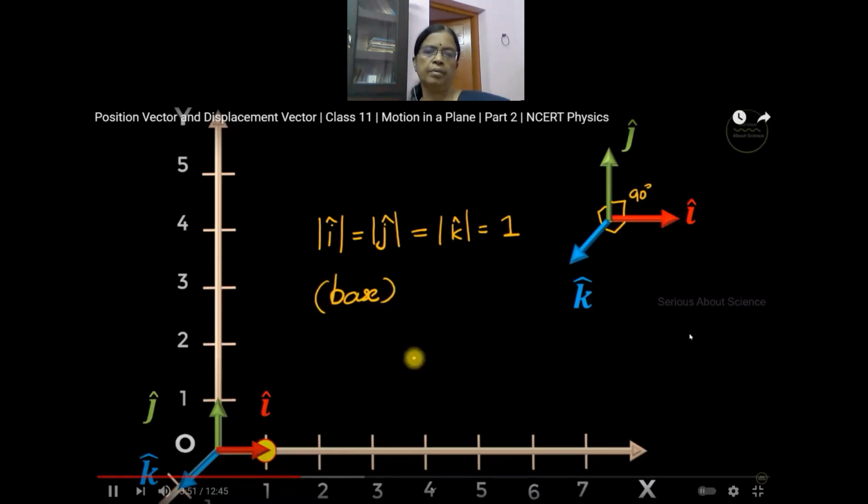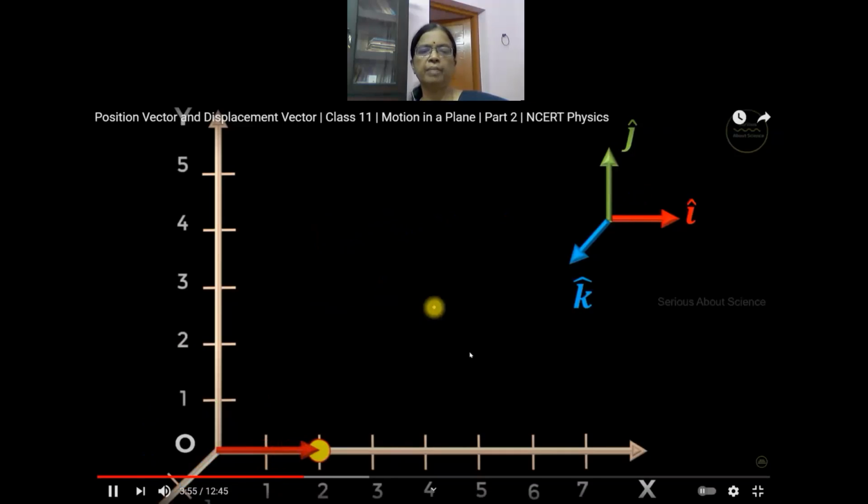Now considering a few examples. Children, here the particle is at a distance 2 centimeter along the x direction. How will you represent this vector? When it is at 1, we simply represent it with i cap. Actually it is 1 i cap, or simply we can tell i cap.